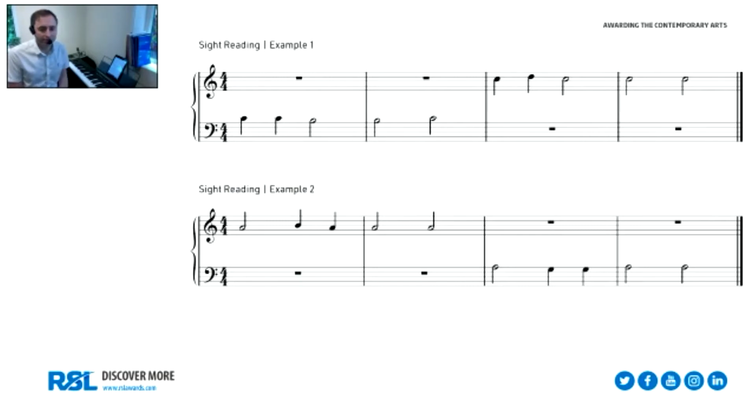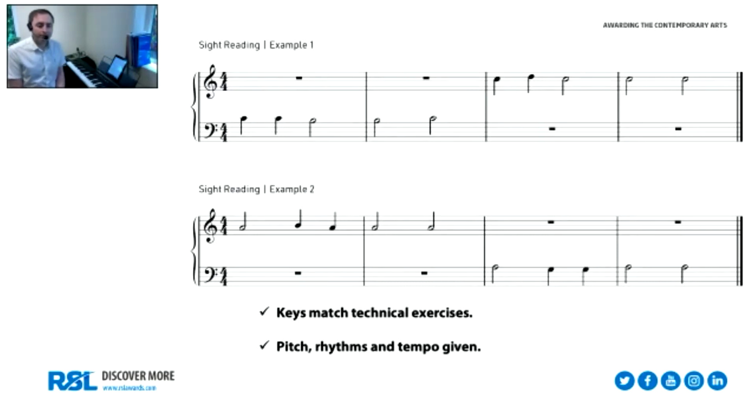What information can we glean from these? Well, have you noticed, first of all, that the keys, again, match the technical exercises? So our students are reading in C major and A minor, and hopefully, because they've done their technical work, this will be very, very familiar. And also, have a look at the types of pitch, rhythm, and we've mentioned tempo.